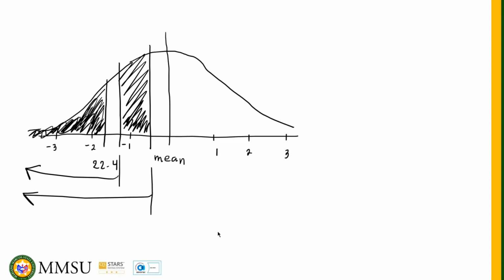Alright, so let us go back to Excel. We will use the upper bound, 22.4. But before that, what we need in order to compute the normal is the mean and standard deviation. We have already computed those, so the mean and standard deviation are already here.